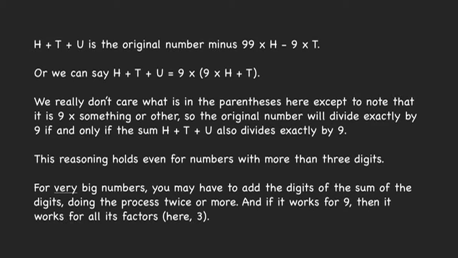This reasoning holds even for numbers with more than 3 digits. For very big numbers, you may have to add the digits of the sum of the digits, doing the process twice or more. And if it works for 9, then it works for all of the factors of 9. Here, 3.